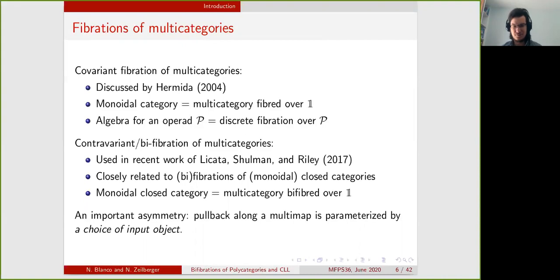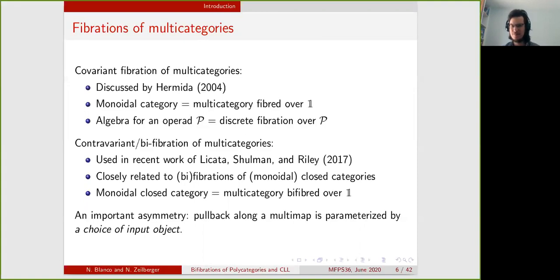After that, people have been interested in introducing contravariant fibrations and then bifibrations of multicategories. It has been used, for example, recently by Licata, Shulman, and Riley to represent some logical structure. And this is closely related to the notion of fibration of closed categories. So if you take a multicategory that is bifibered over one, then it is the same thing as a monoidal closed category. If your multicategory is covariantly fibered over one, you get just a monoidal category. And to get closedness, you need to also ask for it to be contravariantly fibered over one.